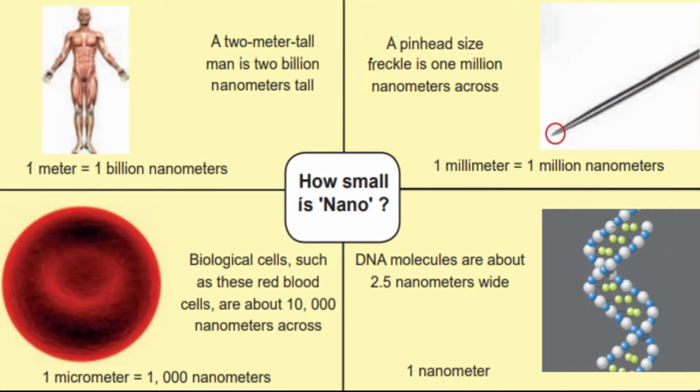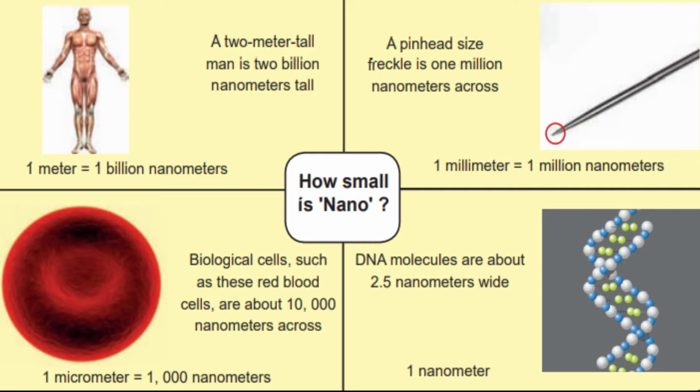A 2 meter tall man is 2 billion nanometers tall. Therefore, 1 meter is equal to 1 billion nanometers. A pinhead sized freckle is 1 million nanometers across. Therefore, 1 millimeter is equal to 1 million nanometers.